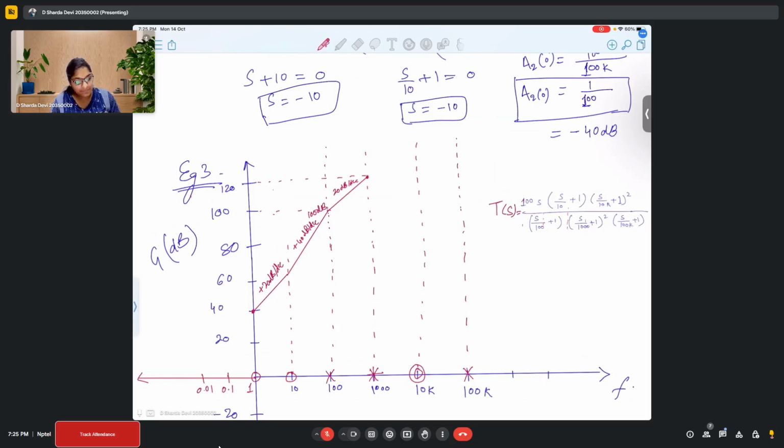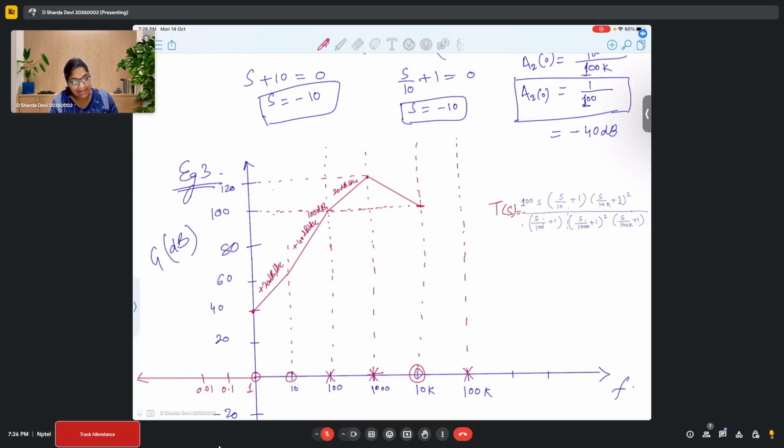Now at this point, at 1000 you have two poles. So when you have two poles, how will your transfer function change? Earlier it is plus 20. Now your graph becomes minus 20 and minus 40, so the resultant is minus 20. So the gain will come down to how much? 100 again. So at this point you have 100.